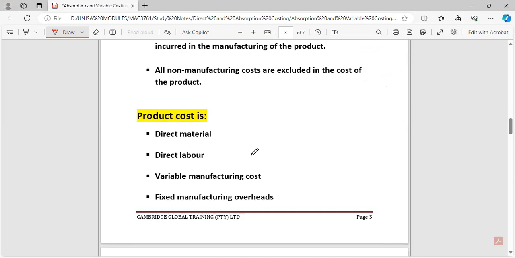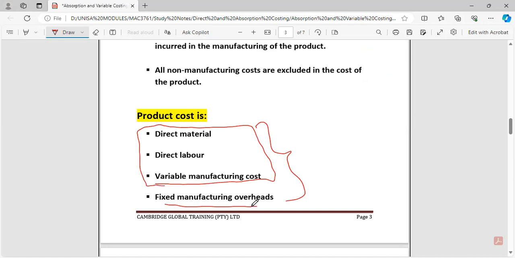So in the absorption costing, you look at here. Do you see the difference? In variable costing, we were ending here. Then in absorption costing, we added this line, the fixed manufacturing overhead. So that's the difference. What it means is the cost in absorption costing will be more. There will be more cost in absorption costing than the direct costing because of this line. The cost of the product will be more as compared to the direct costing system.